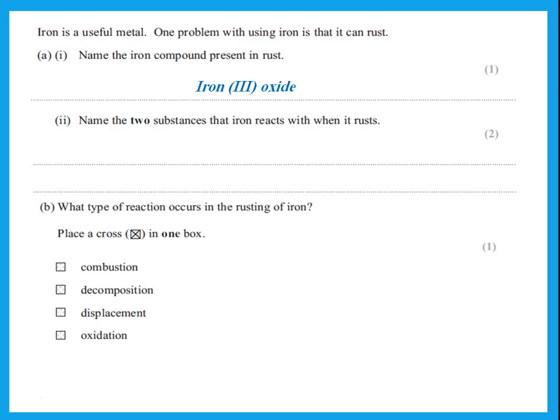Name 2 substances that iron reacts with when it rusts. Remember we said iron needs oxygen and water. What type of reaction occurs in the rusting of iron? We said when something rusts, the iron changes to iron oxide. It gains oxygen or loses electrons, so that is called oxidation.